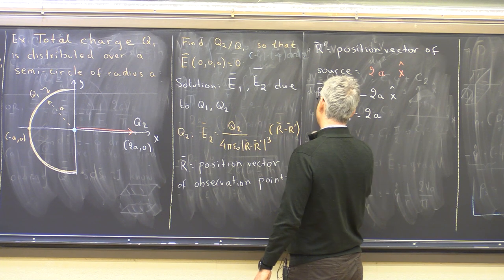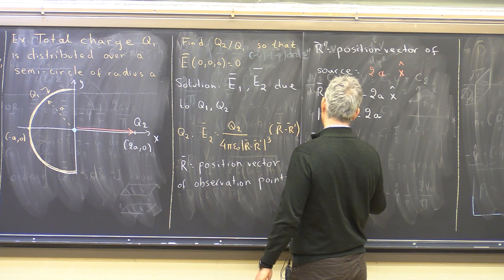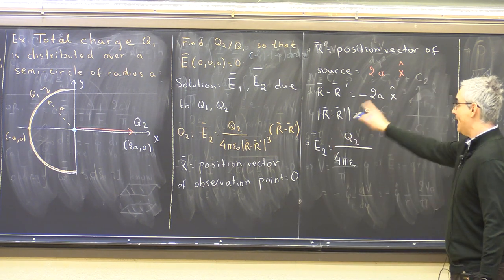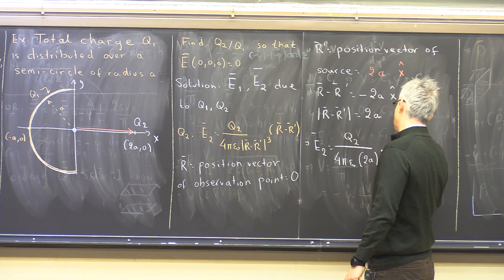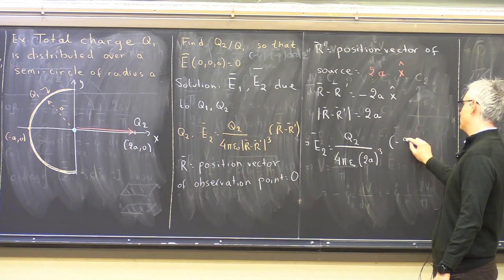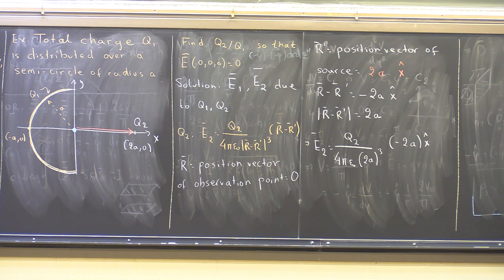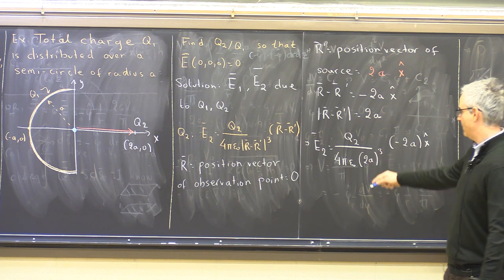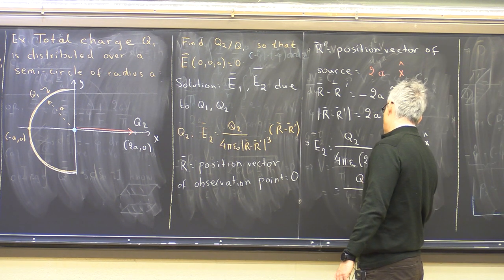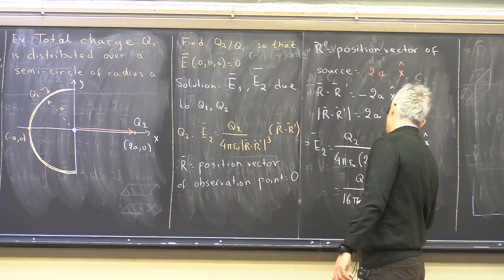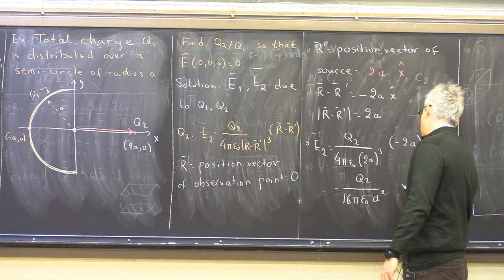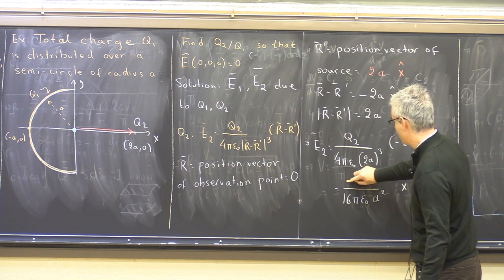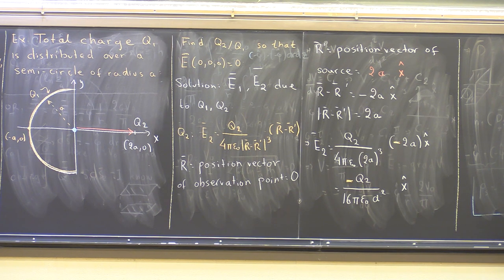So the electric field will be Q2 by 4 pi epsilon naught, over 2a cubed, times r minus r prime, which is minus 2a x hat. So this will be: 8 and 2 will give me 4, there will be a factor of 16 in the denominator, a and a will cancel out, a squared, x hat, and a minus sign that survives. So it is this minus sign. So that's the field. Now I go to Q1.